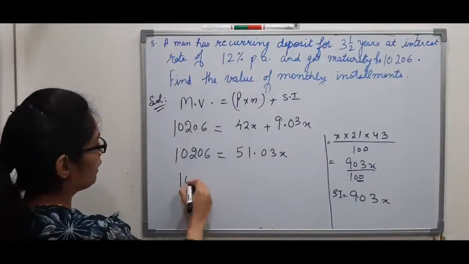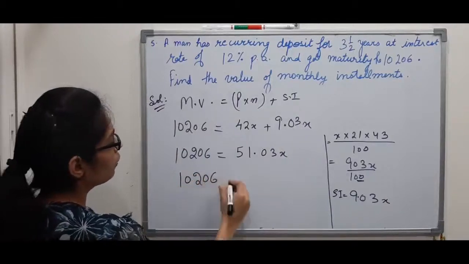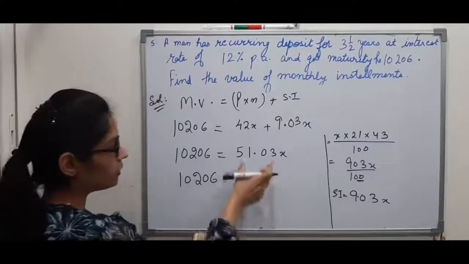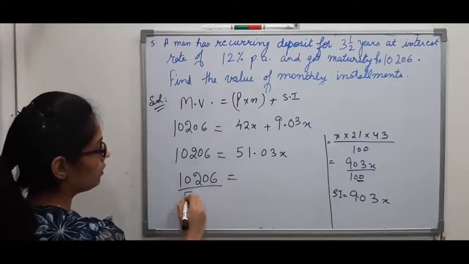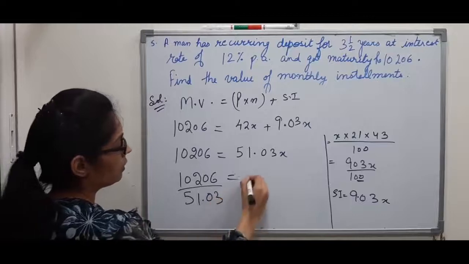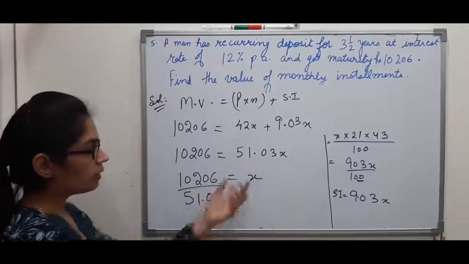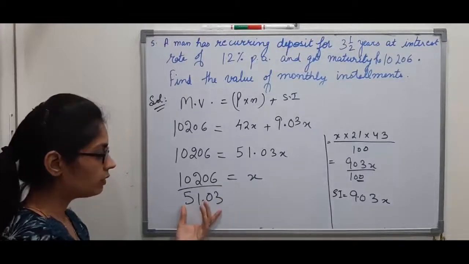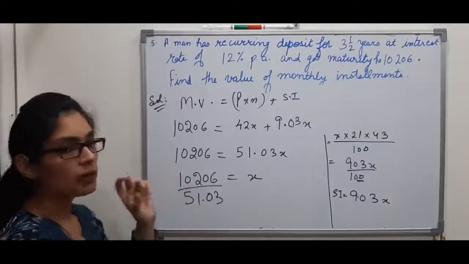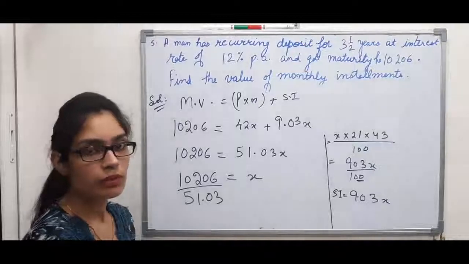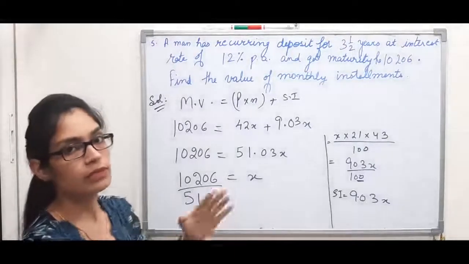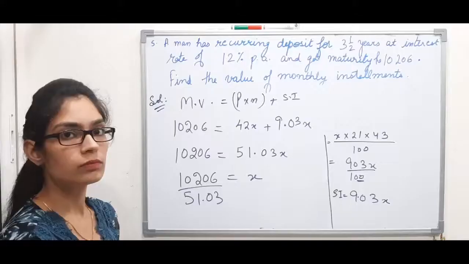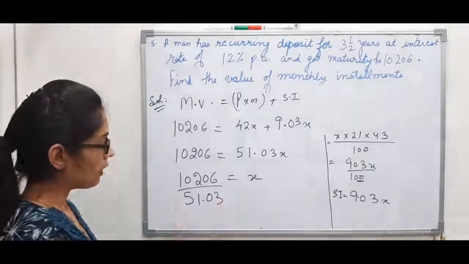So again, in order to calculate the value of x, I will just shift this number to this side, because here is x. This number is getting multiplied to x this side. On shifting the side, this number will get divided by this number, because multiplication will be changed into division on changing the sides, and addition will be changed into subtraction on changing the sides. Now you can do the final division.